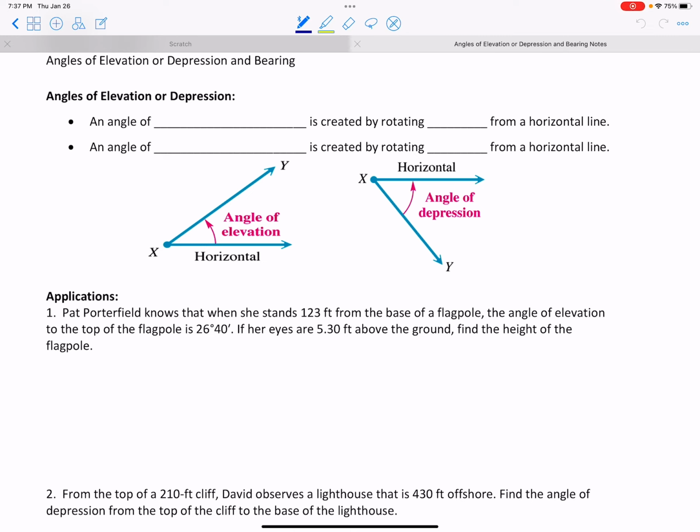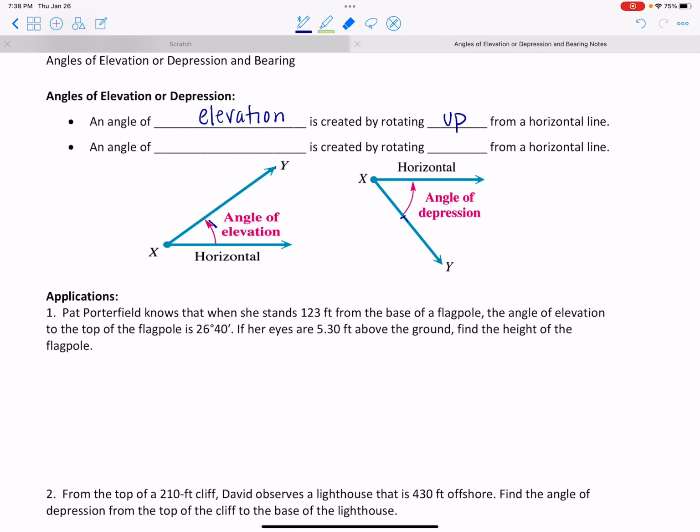So first let's talk about angles of elevation or depression. The concept, not too bad. An angle of elevation is what you might imagine. It's an angle that's created by rotating up, but it's got to be up from a horizontal line, so almost like our angles in standard position. So imagine this is our positive x-axis. If we rotate up, we're creating an angle of elevation. Or if again this was our positive x-axis, we could rotate down, and that's going to create that terminal side, an angle of depression.